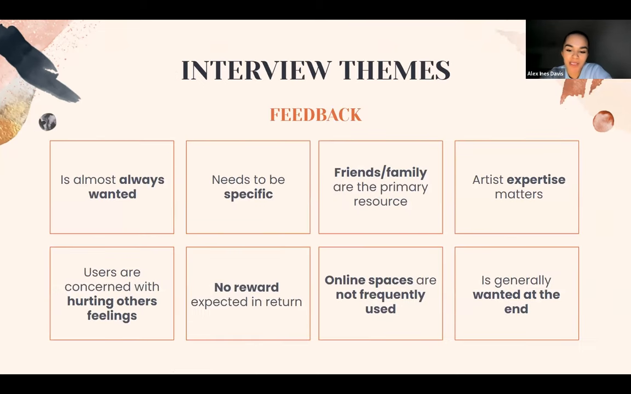Some of the primary user themes identified for feedback were: feedback is almost always wanted, it needs to be specific, friends and family are the primary resource, artist expertise matters, users are concerned with hurting others' feelings, they don't expect a reward, online spaces are not frequently used for feedback, and it is generally wanted towards the end.